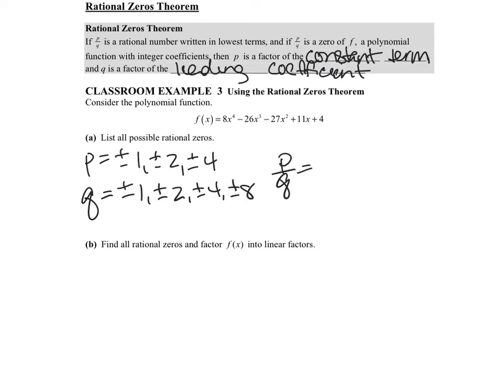So to find p over q, we just make our pairs. 1 over 1 is 1. 1 over 2 is a half. 1 over 4 is a fourth. 1 over 8 is an eighth. Then 2 over 1 is 2. 2 over 2 is 1, so we already have that. 2 over 4 is a half, we already have that. 2 over 8 is a fourth, we already have that. Then 4 over 1. 4 over 2 is 2, we have that. 4 over 4 is 1, we have that. 4 over 8 is a half, we have that. So these are our possible numbers that we can divide by.